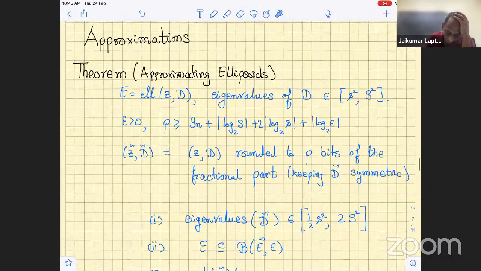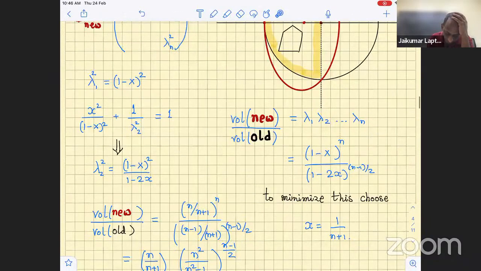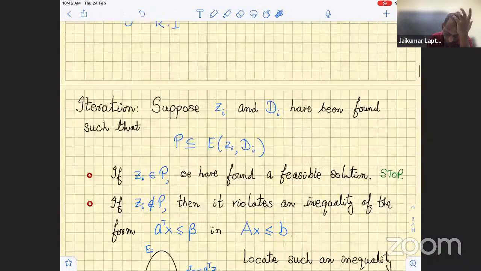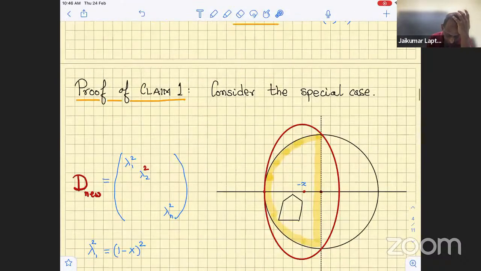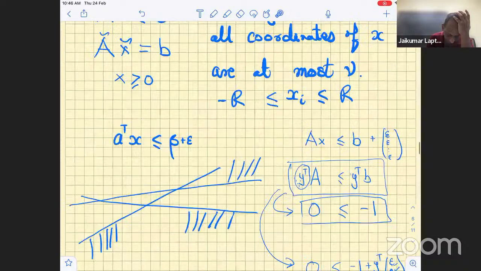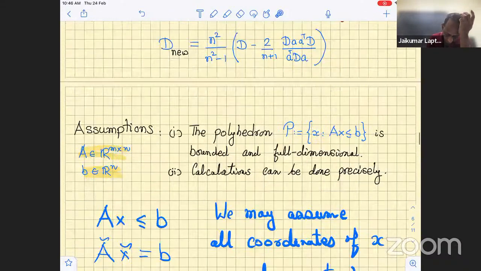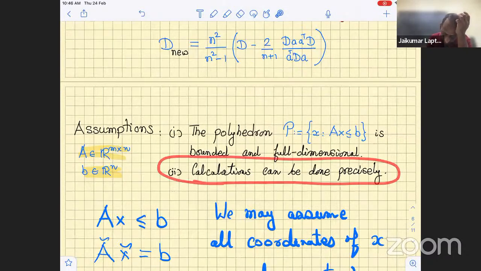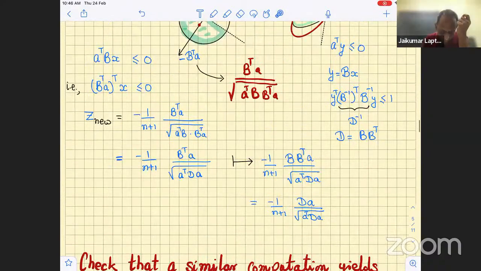Now, the other problem was the other assumption, that we are doing everything very precisely. I wrote the assumptions again, right? Yeah, here. So these calculations can be done precisely. Now, of course, there was this square root, which we now fully understand.